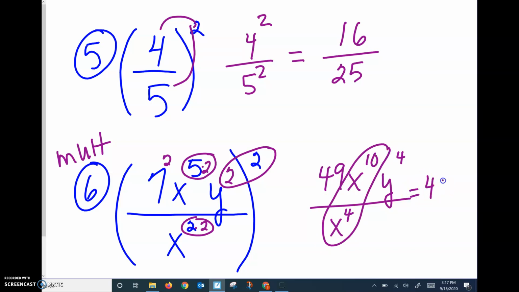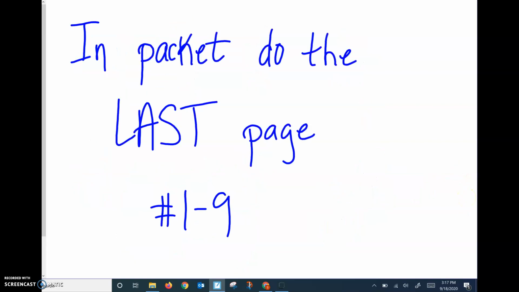So I keep my 49, and what are we doing? What was the rule from today? Don't we take your exponents and we take 10 minus 4? So we have x to the 6th power, and we still have y to the 4th power. So 49, x to the 6th, y to the 4th.